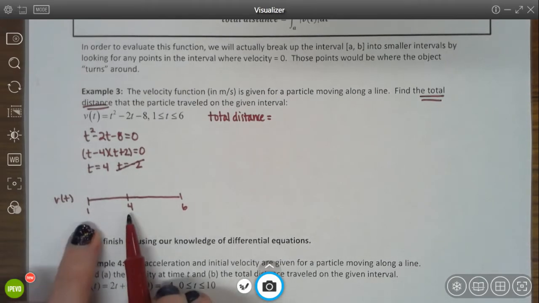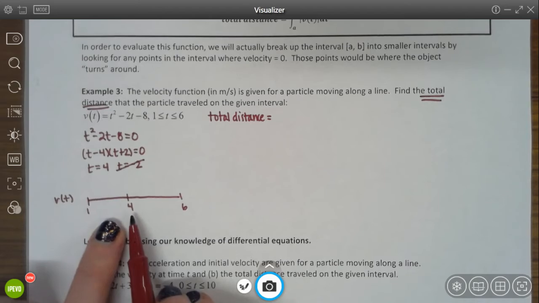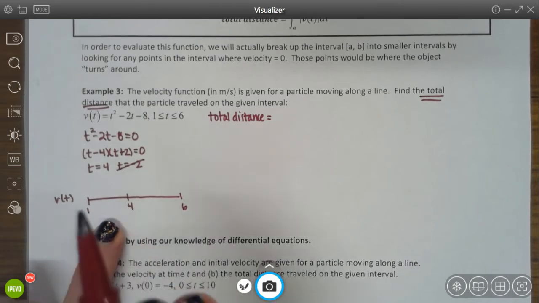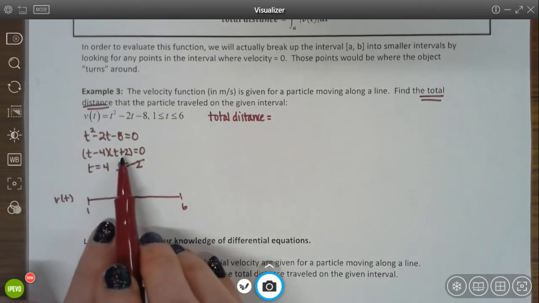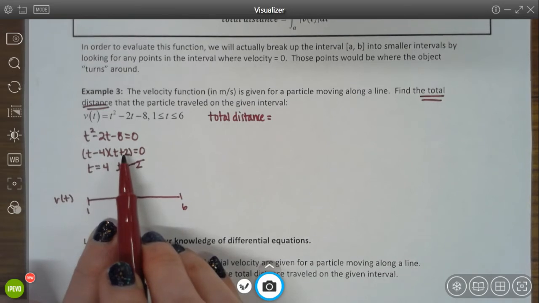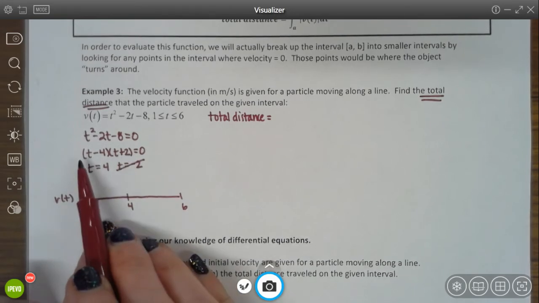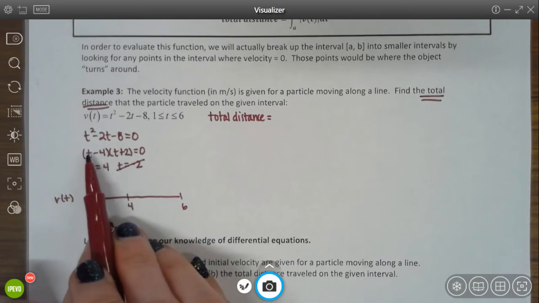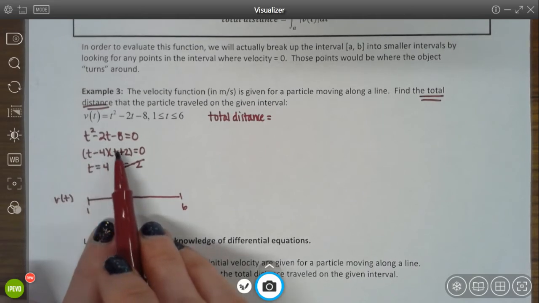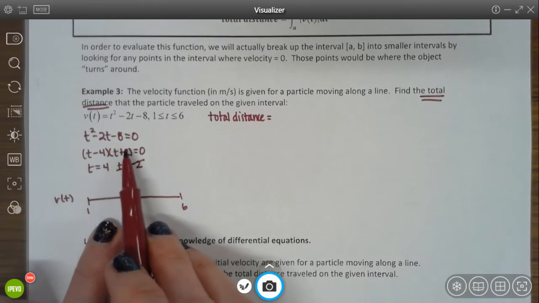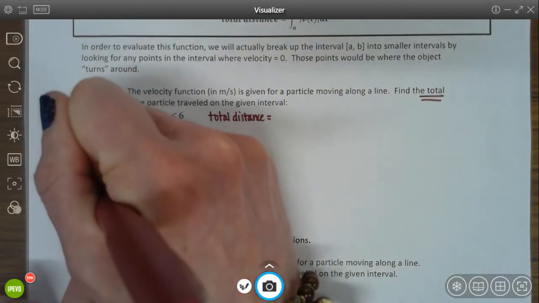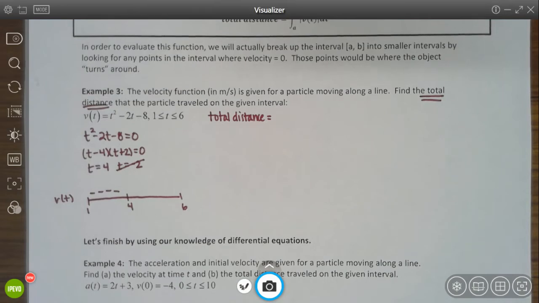So if I pick a value between 1 and 4, like 2, and I plug it into my velocity function, I'm going to use the factored form right here because it's a lot easier to do the math. If I put 2 in here, I'm going to get 2 minus 4, which is a negative number. And here I'm going to get 2 plus 2, which is a positive number. And a negative times a positive would be a negative. I know my velocity between 1 and 4 would be negative, which means my particle is moving to the left, and so it would have a negative displacement.